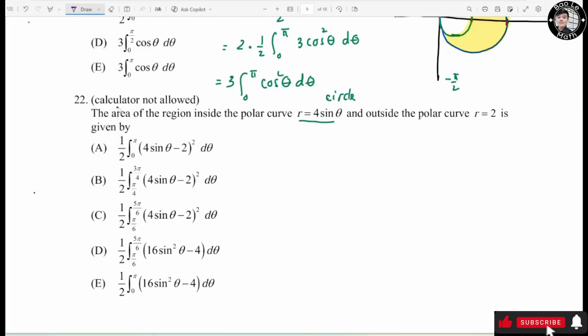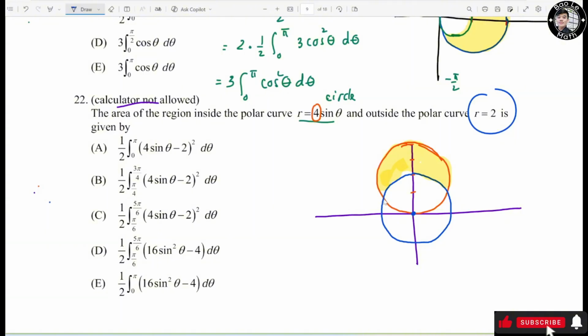Now since a calculator is not allowed, you're supposed to know how to graph this. Alright, so please check out the link in the description below to learn how to graph this polar curve, right? Now if you graph it, it's going to be something like this. Now we need to find the intersection right here. So we just equate this one and this one.